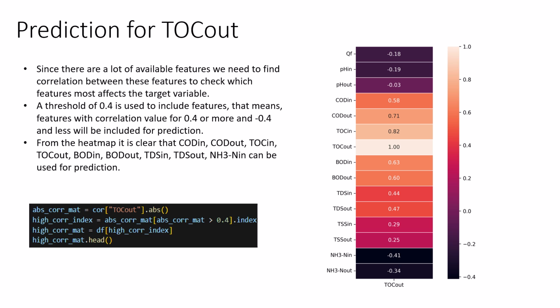For the prediction of the target variable TOC out, there are a lot of input features available from the dataset. So we need to find the correlation between these features so as to know which are the features which most affect the target variable. Here the target variable is TOC out. We set a threshold of 0.4 so as to get the features which satisfy this criteria, and the features are COD in, COD out, TOC in, TOC out, BOD in, BOD out, TDS in, TDS out, and NH3N in for the prediction.